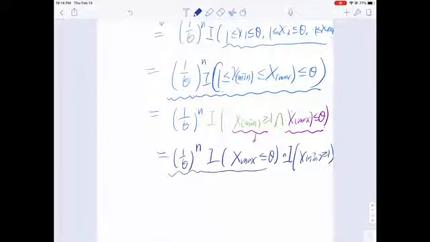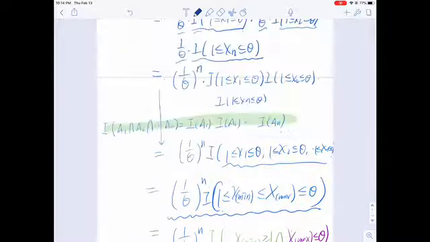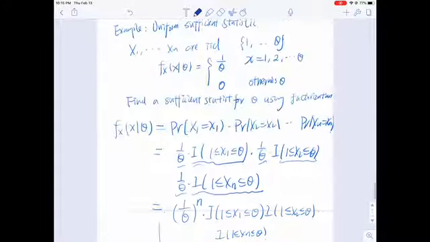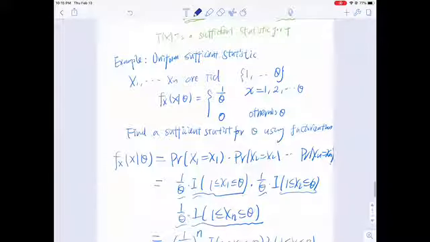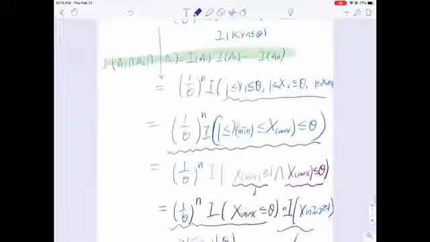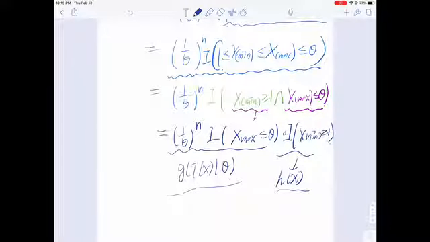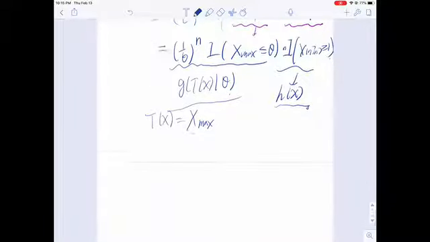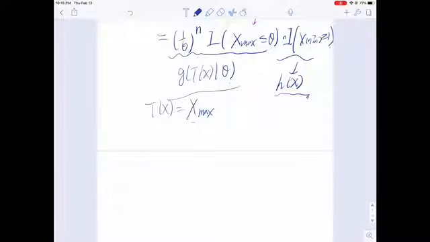This is the g(T(x), theta). And this is our h(x), which has nothing to do with theta. We have successfully shown that the PDF of x can be factorized into g(T(x), theta) and h(x). And we can define our T(x) to be the order statistic x max. The last example I want to show is the normal distribution example.